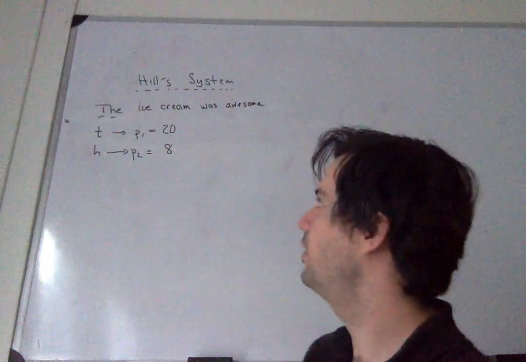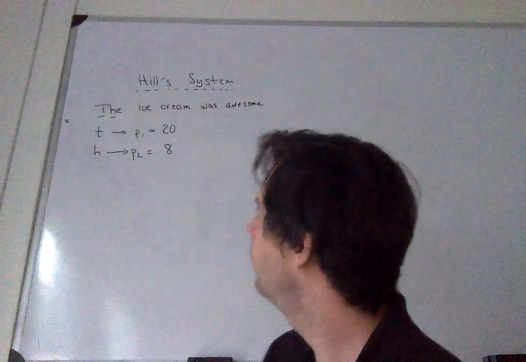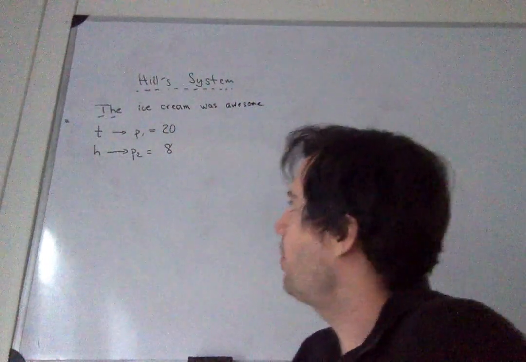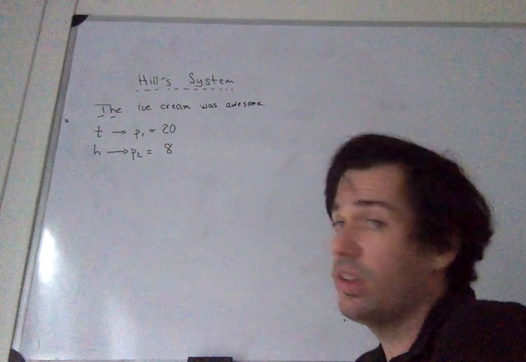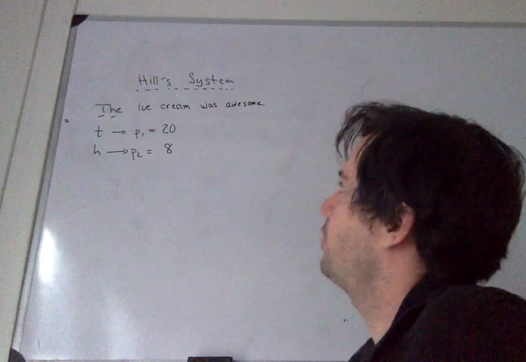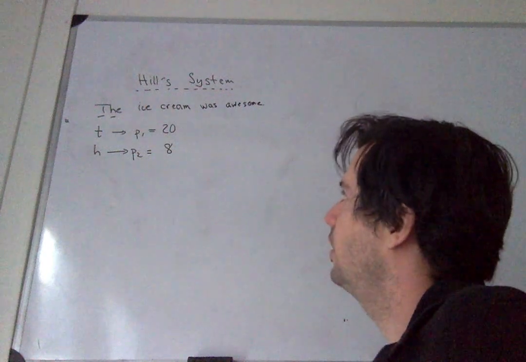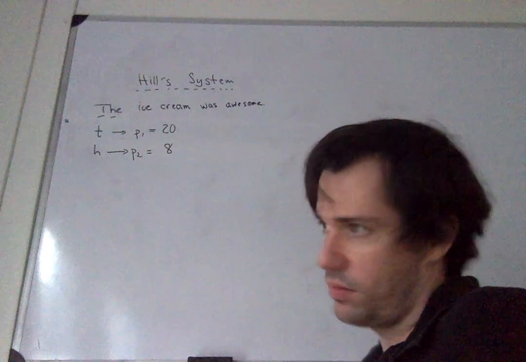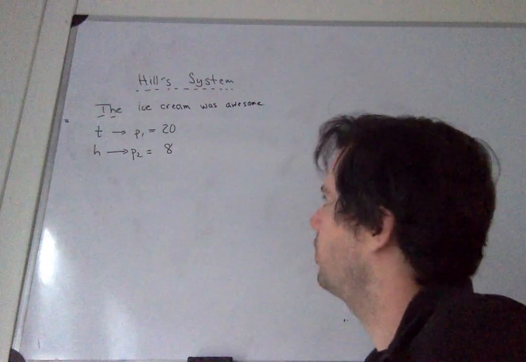So here I have a sentence. The ice cream was awesome. Now, the number of characters we have in that sentence is 21. You can just count it, right? The ice cream, that's 6. So the ice is 6, and then keep counting, you'll get 21 characters, right?